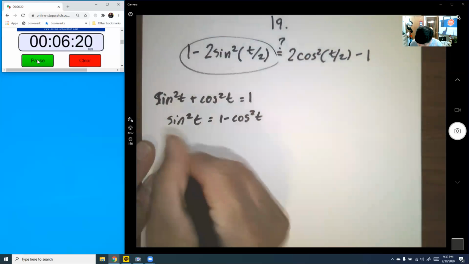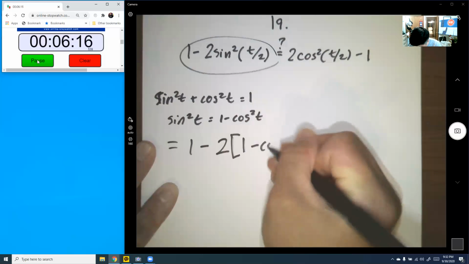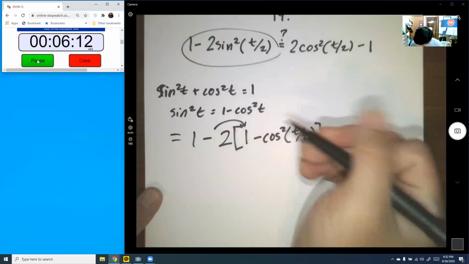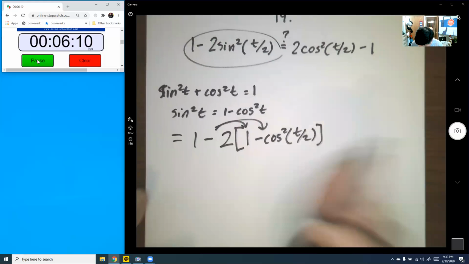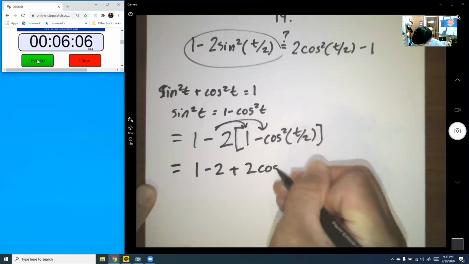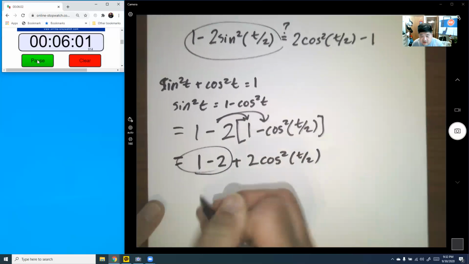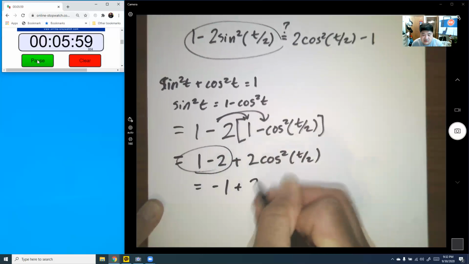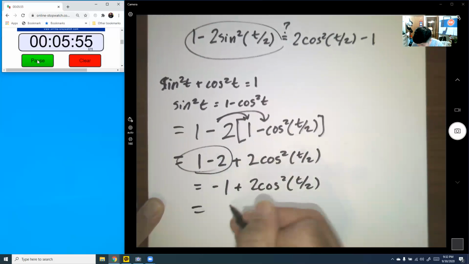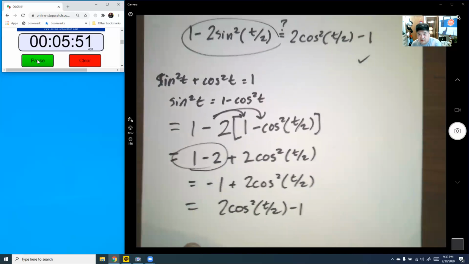So this right here will be 1 minus 2 times 1 minus cosine squared of t over 2. Then distribute the negative 2, so we have 1 minus 2 plus 2 cosine squared t over 2, and then 1 minus 2 is negative 1, so negative 1 plus 2 cosine squared of t over 2, which is also, if I rewrite it, 2 cosine squared of t over 2 minus 1. So that one is verified.